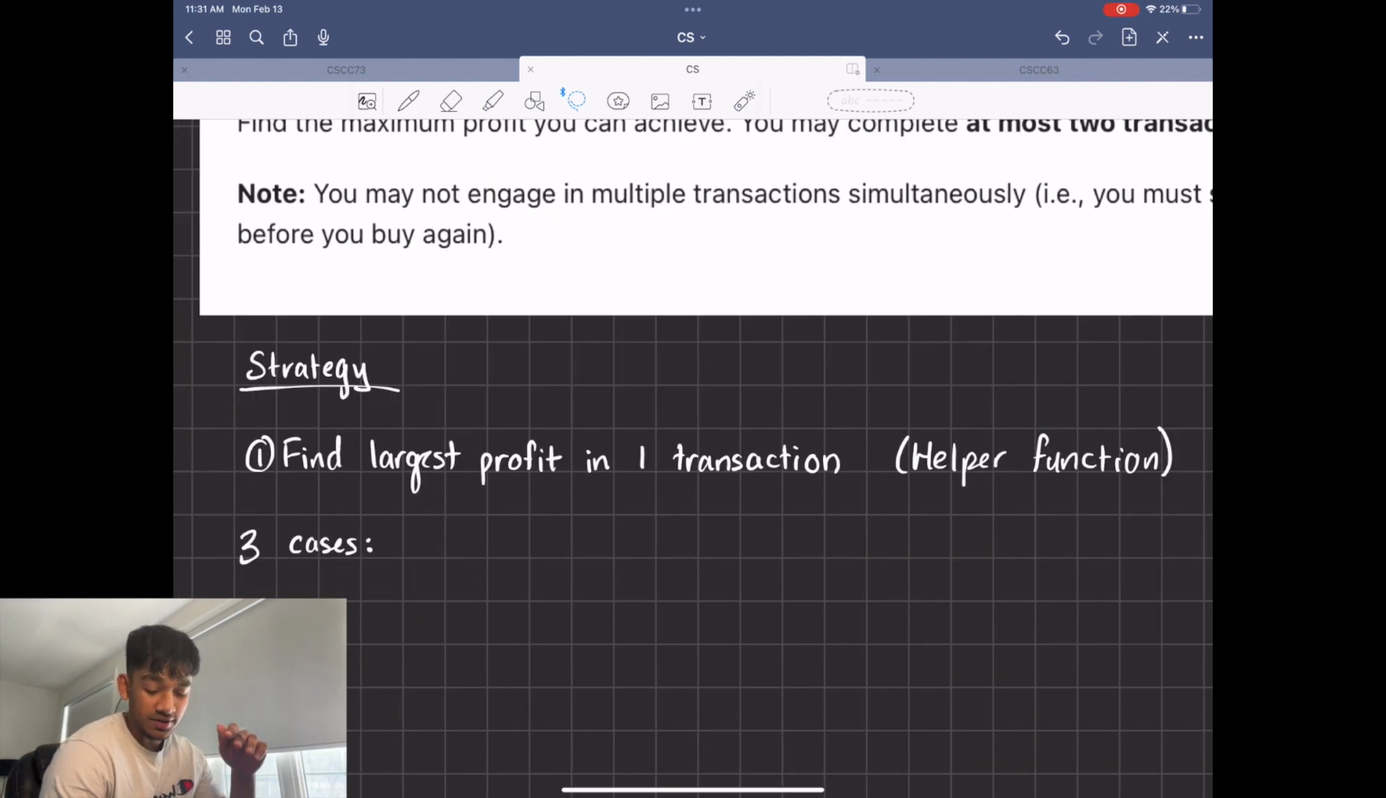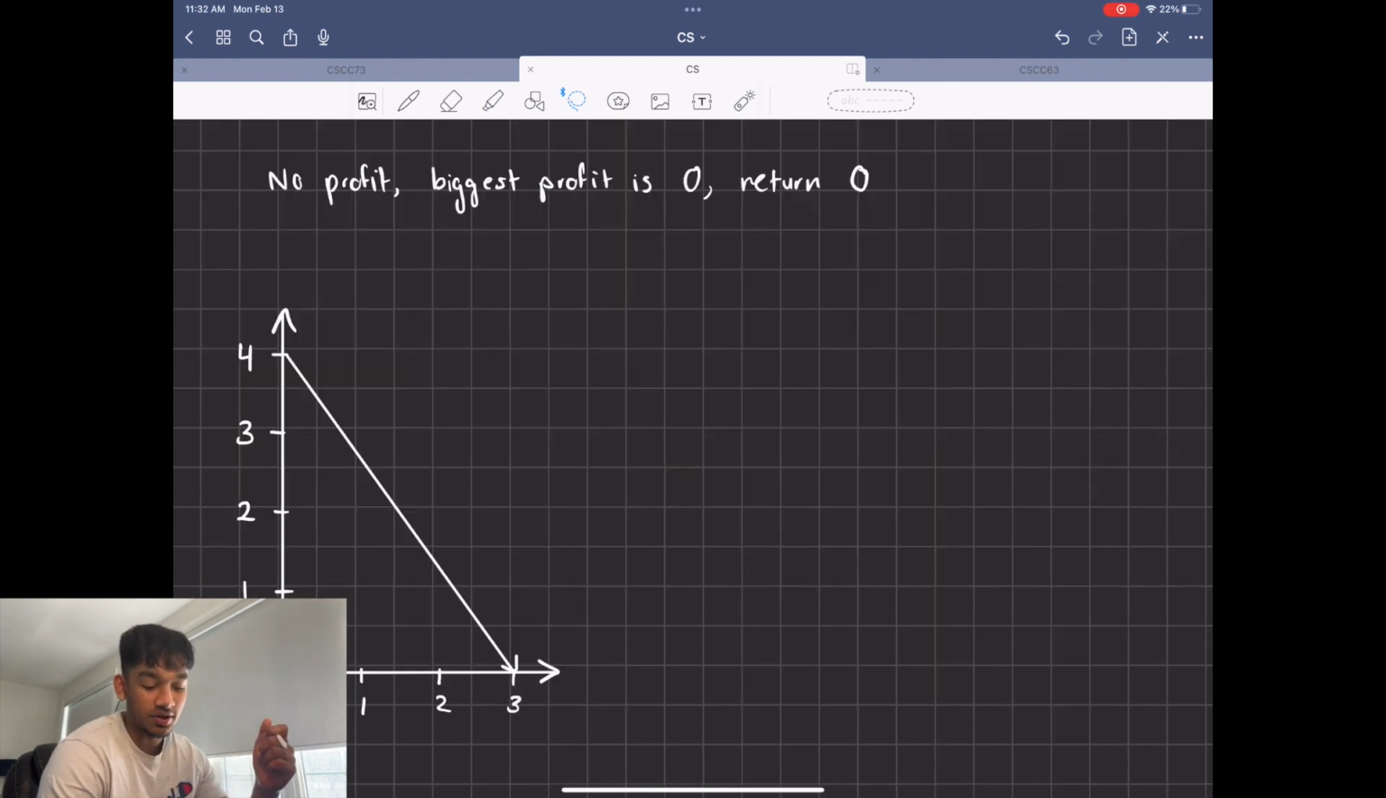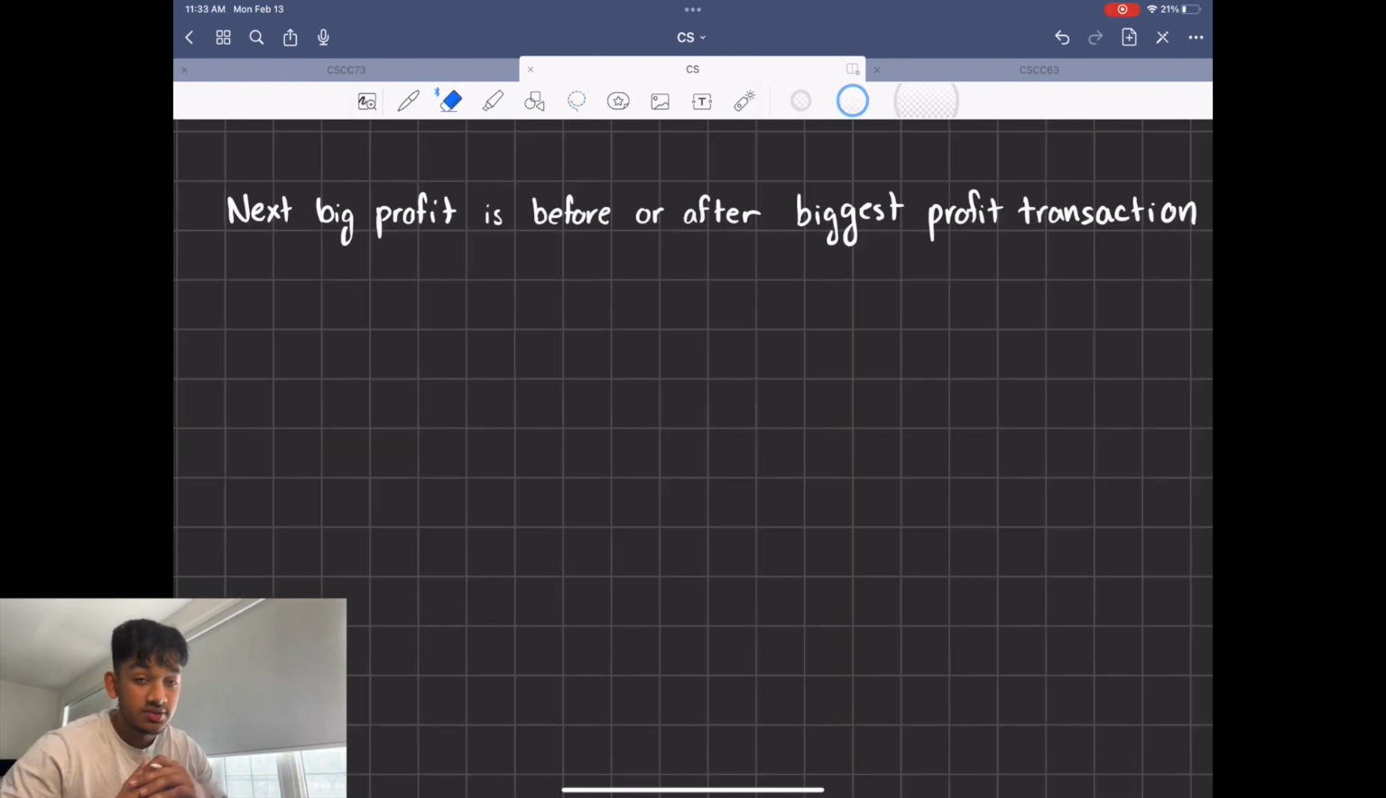Now we're going to have 3 different cases for this. The first case is no profit. This is when the biggest profit is 0, so you can't actually make any profit off this, and you have to return 0. The second scenario is that the next big profit is before or after the biggest profit transaction. Once we get our biggest profit, we look at the interval before that and the interval after that, and then we try to find the biggest profit in those 2.